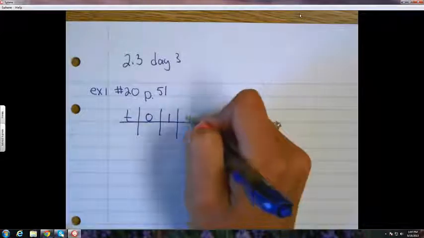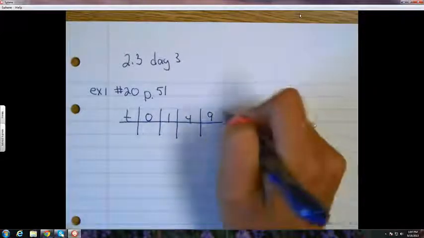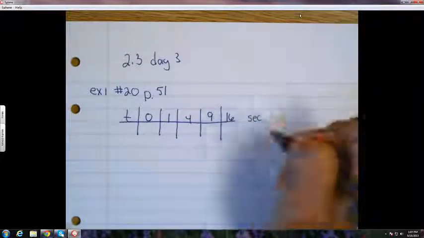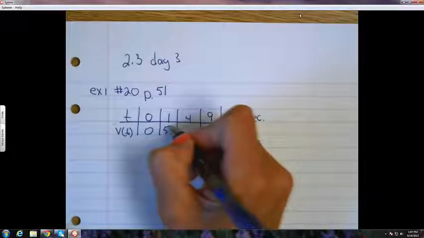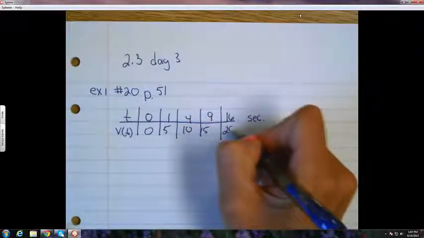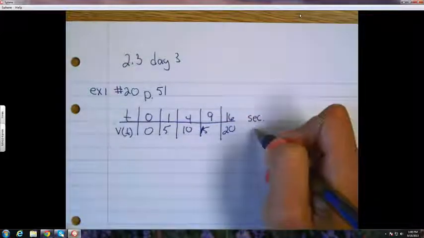So her times were 0, 1, 4, 9, and 16 seconds. Her velocities were 0, 5, 10, 15, and 20, and those were in miles per hour.